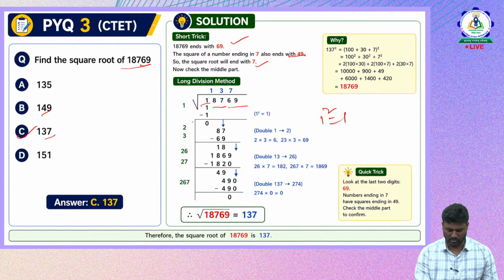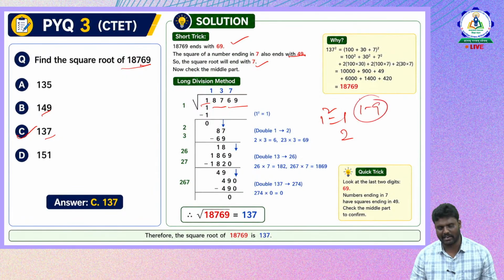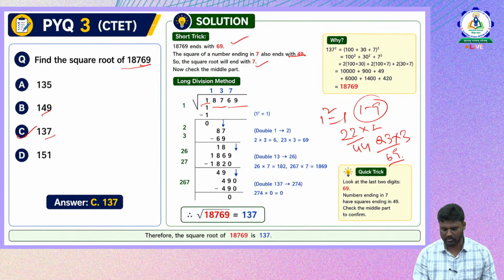Now make a double of the quotient we got, 1, which becomes 2. Now we see 87. Which number can give us the nearest value to 87? Now we have 2, so let us try from 1 to 9 with the trial and error method. 21 into 1 is 21, 22 into 2 is 44, which is not near. Again, 23 into 3 is 69, which is near to 87. Let us see that. So we keep 3 here, and we put the 69 here.